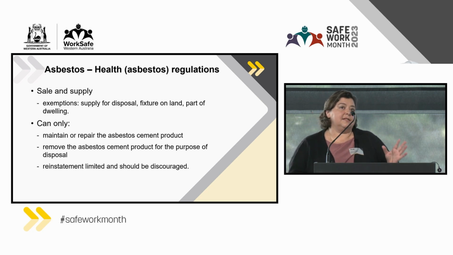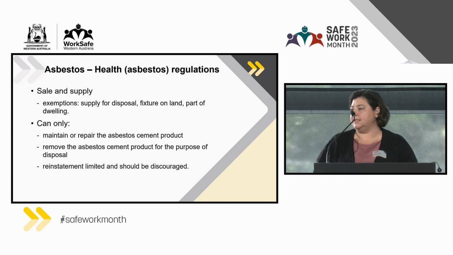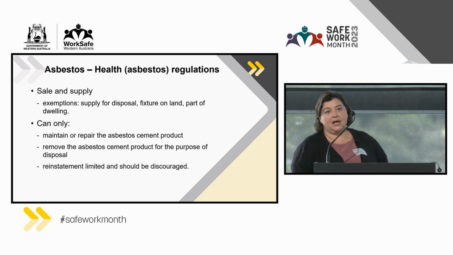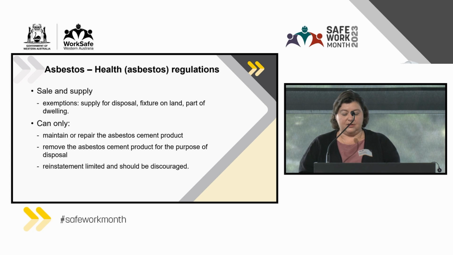So with asbestos, the sale and supply is prohibited through the public health regulations, the health asbestos regulations. People can only maintain or repair an asbestos cement product. They can't really remove it or move it. They can only remove asbestos cement products for the purposes of disposal. If they do any maintenance work and they remove one or two sheets, that's okay, but they have to be reinstated, and only if they're in good condition. So those rules are currently under the health asbestos regulation, so you do need to pay attention to asbestos at home.